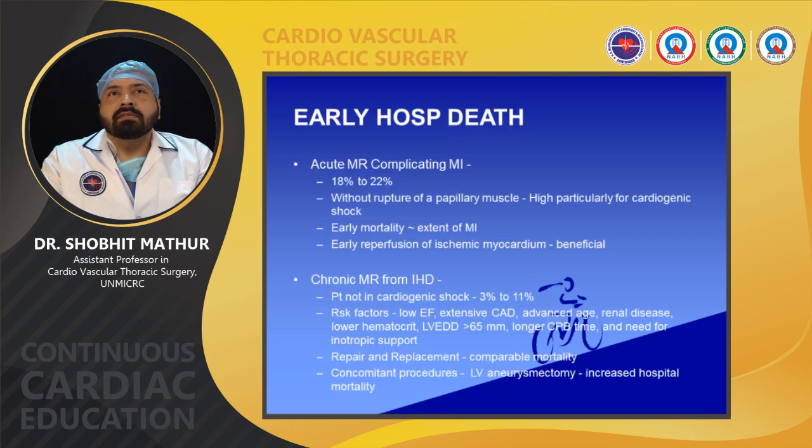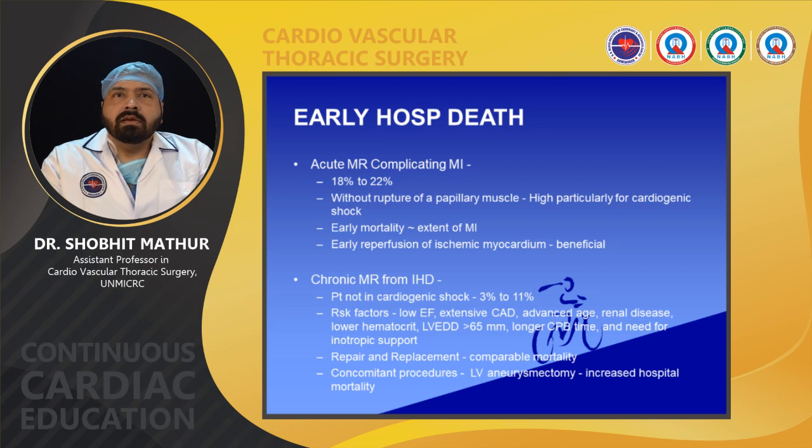So looking at the results of the surgery, firstly we will talk about the early hospital deaths post-op. In cases of acute MR complicating MI, the early post-op mortality is high. It is 18 to 22% without rupture of a papillary muscle. The mortality is particularly high for the cases presenting with cardiogenic shock. Early mortality is a function of the extent of MI, and hence early reperfusion of the ischemic myocardium is beneficial in such cases.